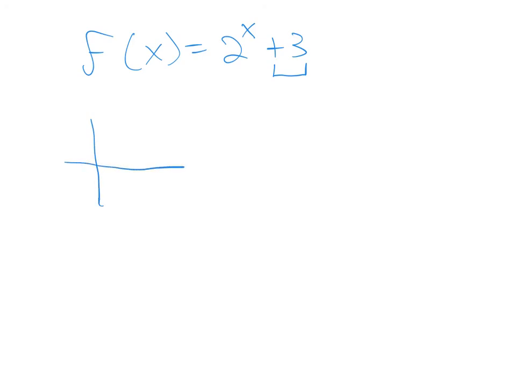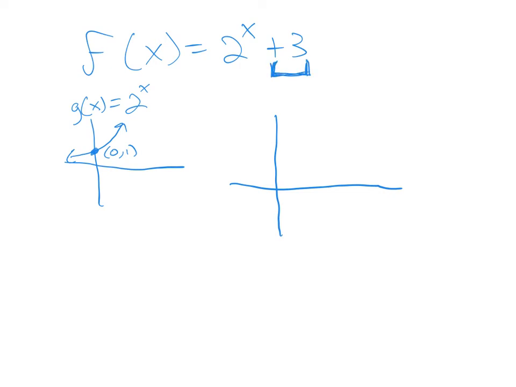What I always want to start with is our base model. Let me call the base model g of x. So we know what 2 to the x looks like, right? It's going to look like this, and we know our y-intercept is the point (0, 1). That's our base model. So my question to you is, what is this plus 3 going to do? That's the big question.